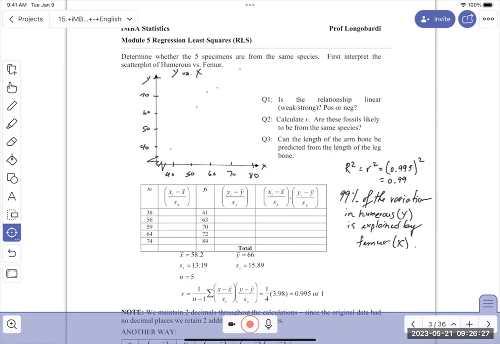Now these numbers are very close. It's not necessarily going to be the case, and you'll see that in the examples I give. But that's how we use R squared. So R squared is interpreted as a percentage of variation. R we interpret as the direction and strength of the linear relationship between the quantitative variables.